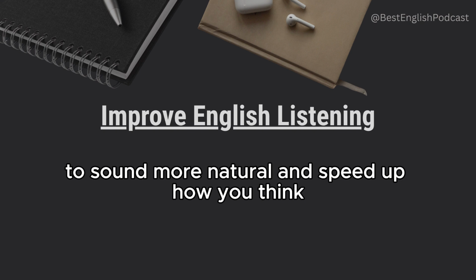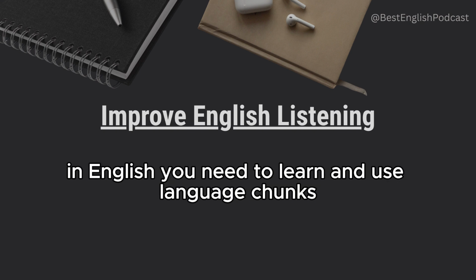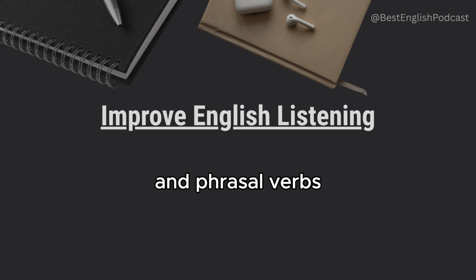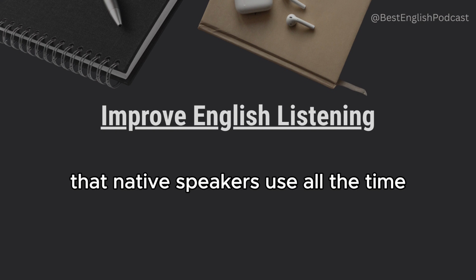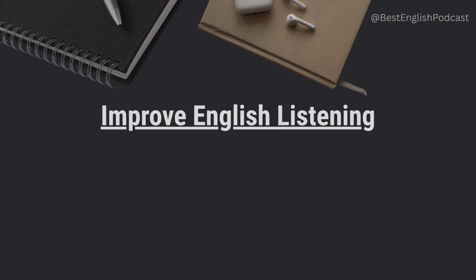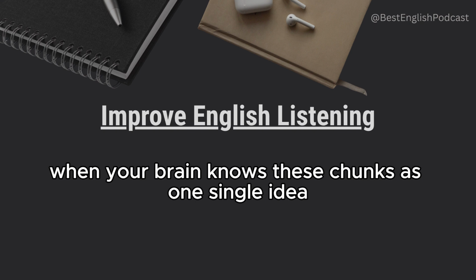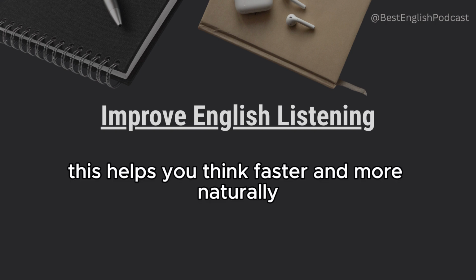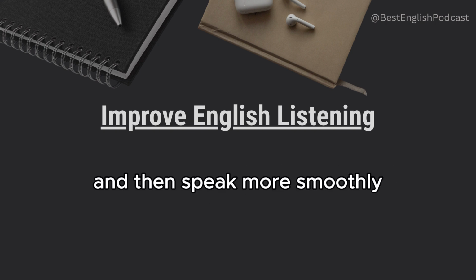To sound more natural and speed up how you think in English, you need to learn and use language chunks. These are common phrases, idioms, and phrasal verbs that native speakers use all the time. They work as complete ideas. When your brain knows these chunks as one single idea, it doesn't need to change them word by word. This helps you think faster and more naturally, and then speak more smoothly.